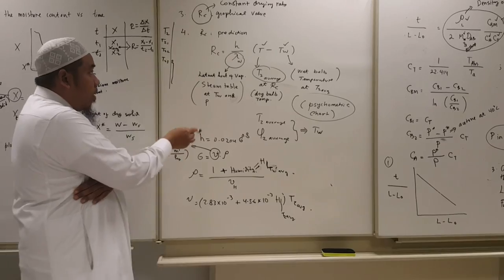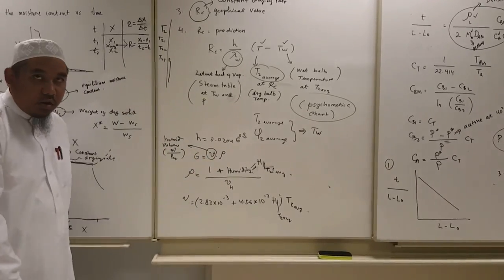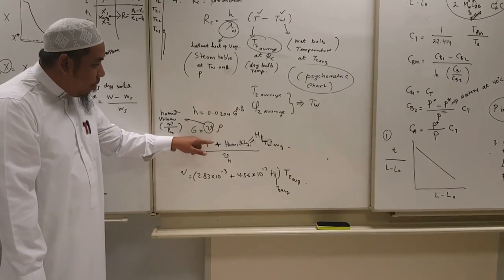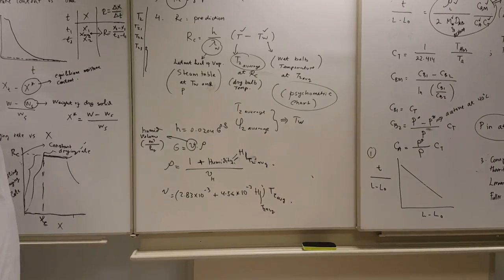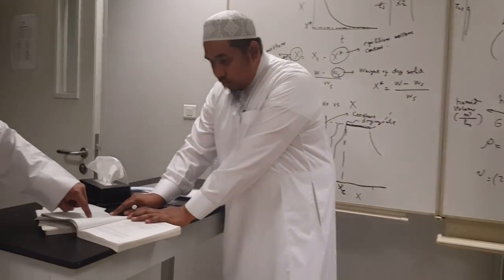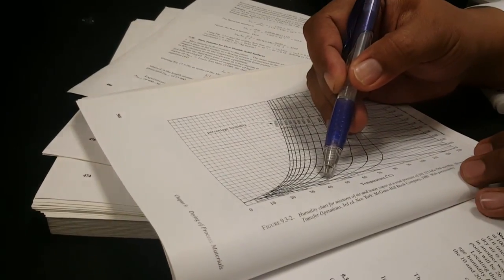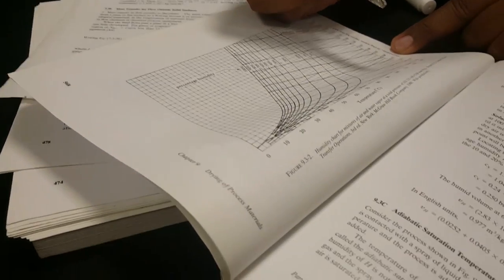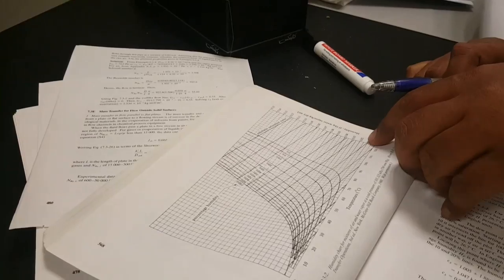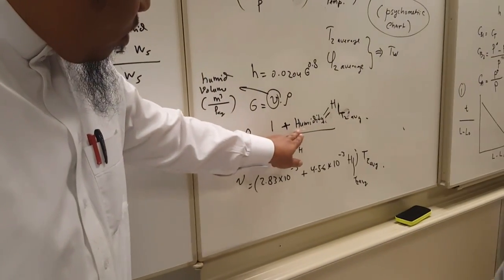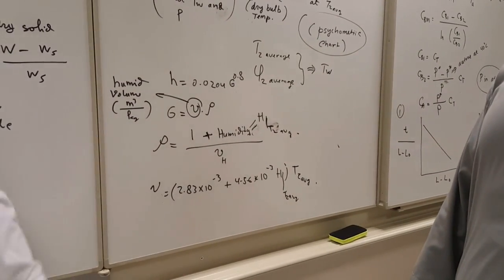So we are here now. H is calculated by this. What is G? G is the humid volume multiplied by density. Density is calculated by 1 plus H over VH. What is this H? Again, it comes from here. At T2 average and 12%, it goes here. So you find H, at T2, not the wet bulb T, but T2 average. Here you find the density. Substitute the value, calculate G, and you find the value for absolute.